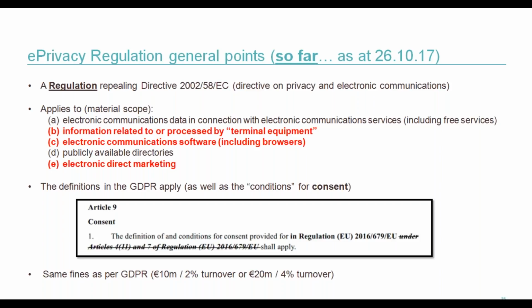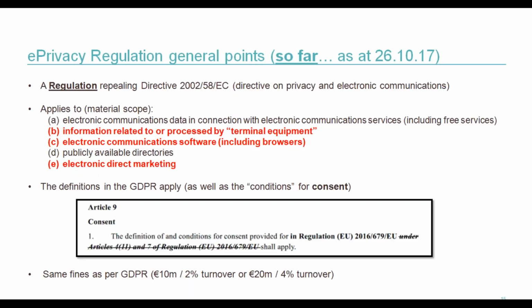Point B there, information related to or processed by terminal equipment. That's basically the cookie provisions. We have this term terminal equipment, which effectively refers to end user devices, and there's very much an attempt to broaden it out as much as possible so that it captures things like device fingerprinting, which it's worth noting the Article 29 Working Party would say is already covered by Article 5.3 of the ePrivacy Directive.